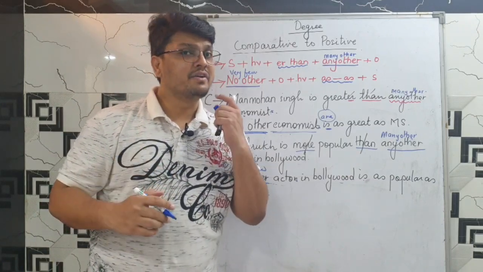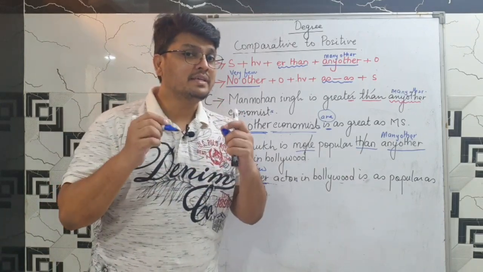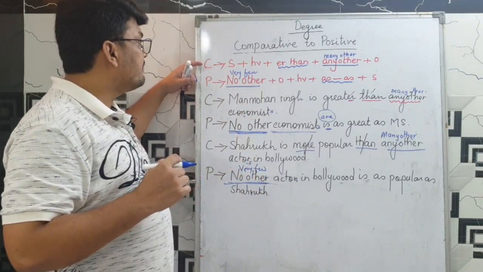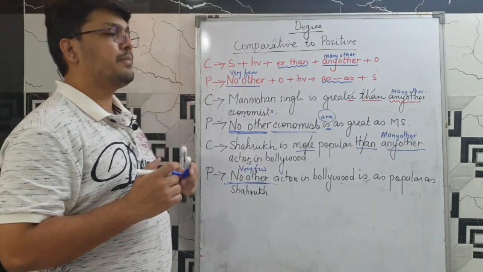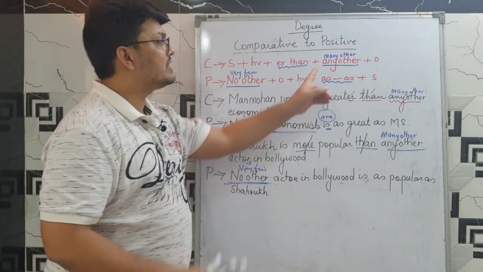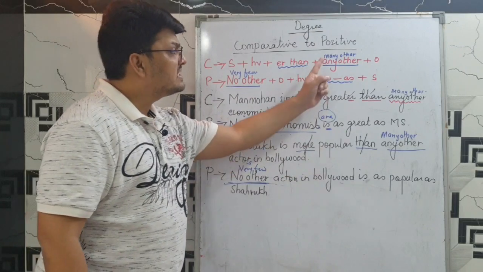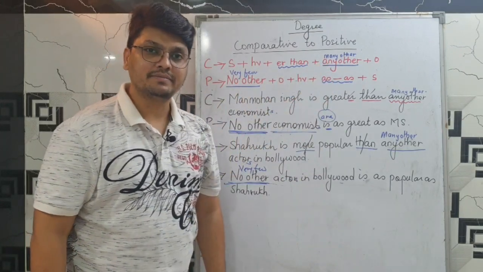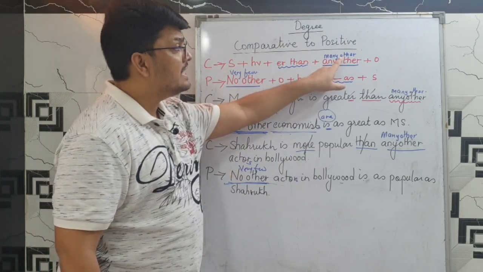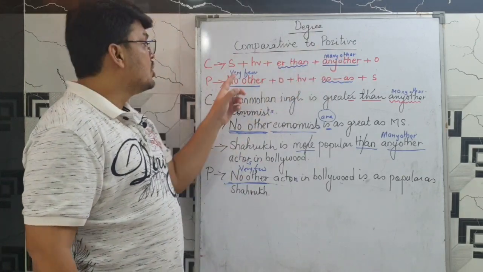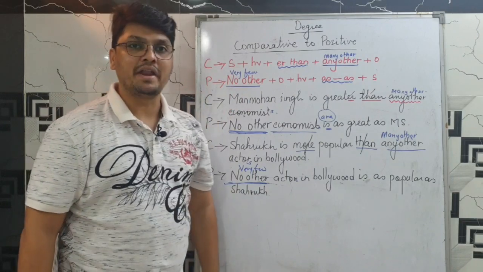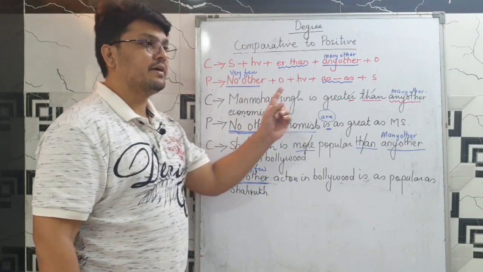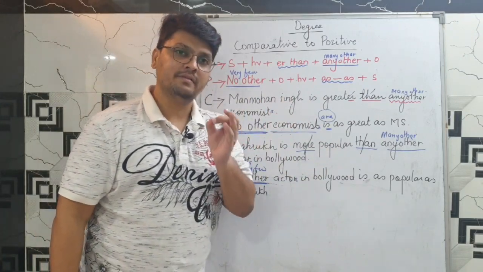So now let's revise it once again. In this session, I taught you how to convert from comparative to positive. First, I gave you the structure of any other. If you see any other, you will start positive degree with no other. And if you see many other in comparative degree, you will begin positive degree with very few. And whatever necessary changes will be there, I have taught you over here. So whatever query you have, you can ask me.